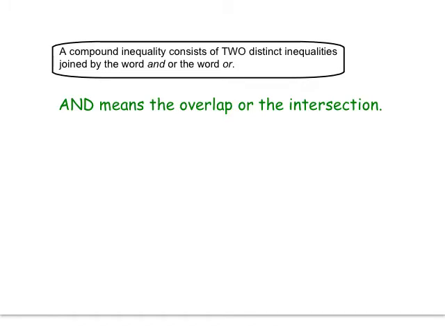So what is a compound inequality? Well, it's two distinct inequalities joined with the word and or the word or. So we're talking about two inequalities within the same problem. And the word and means the overlap or the intersection of those two inequalities. So please keep in mind that and means overlap or intersection.